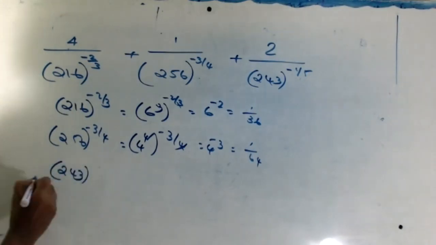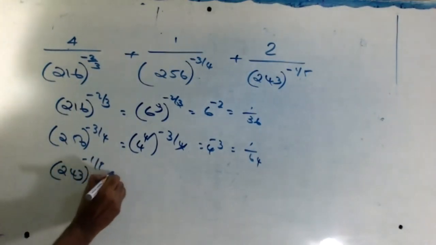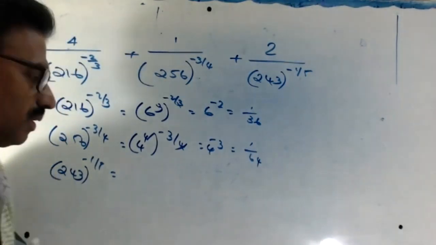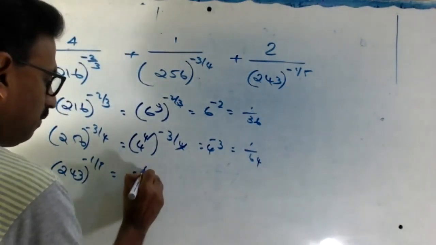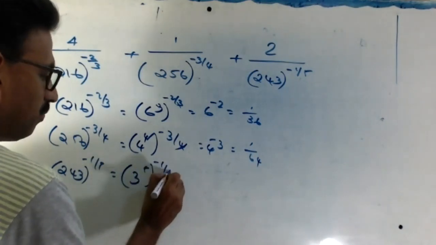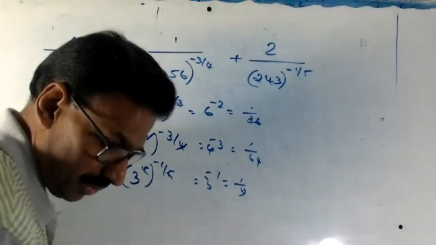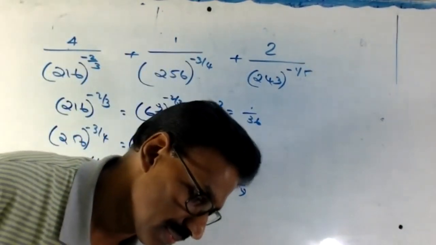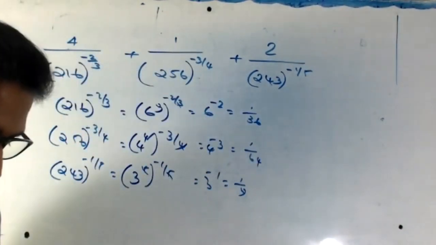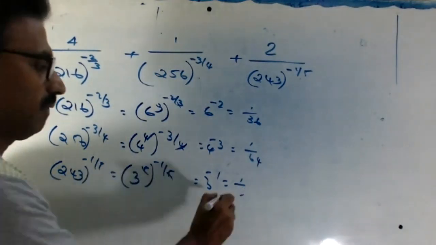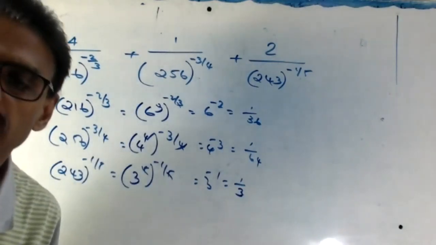243 raised to minus 1 by 5. This is 3 raised to 5. Correct or no? Maybe I'm wrong. 3 raised to 5 whole raised to minus 1 by 5. 5 cancel. 3 raised to minus 1 equals 1 by 3. Oh no, it's 3 only, right? Yes, 1 by 3.